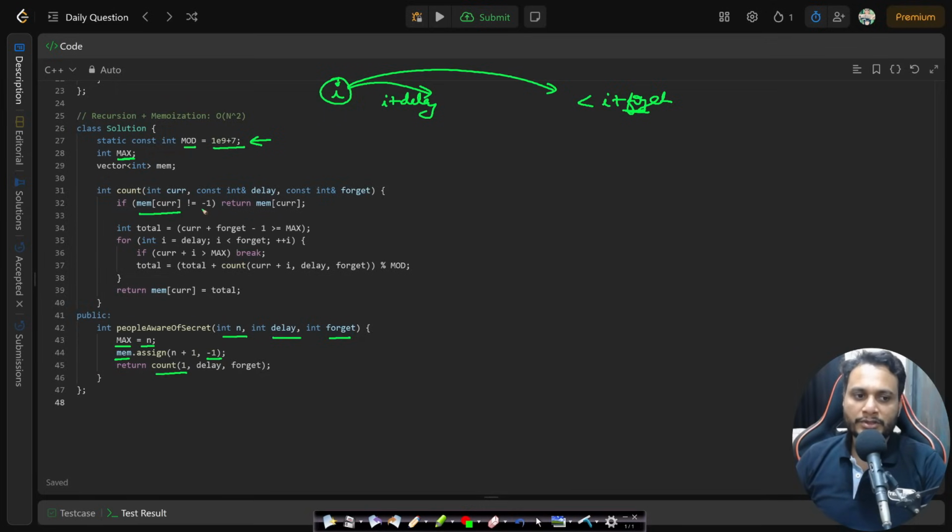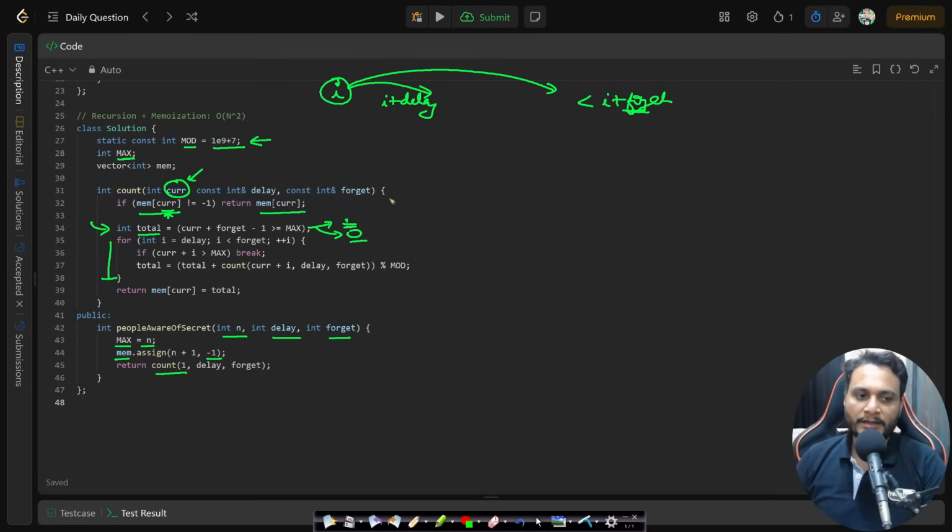In this case, if the solution is already computed, then just return the solution. Okay, the current is exactly the day number. So if that particular day has already been seen in the recursion tree diagram, then simply return the count value. Otherwise, the total will be computed, and we will see if in the final result this current node, that means the current person, will be remembering the secret, then we will assign it a 1 value, otherwise we will assign the 0 value. So if this condition is true, it will be assigned as 1. If this condition is false, it will be assigned 0.